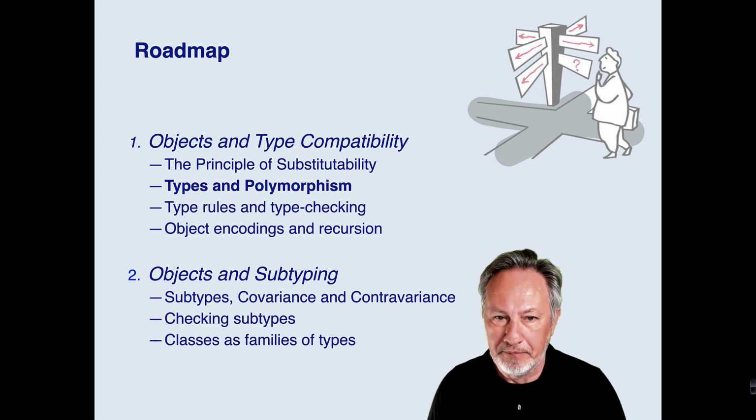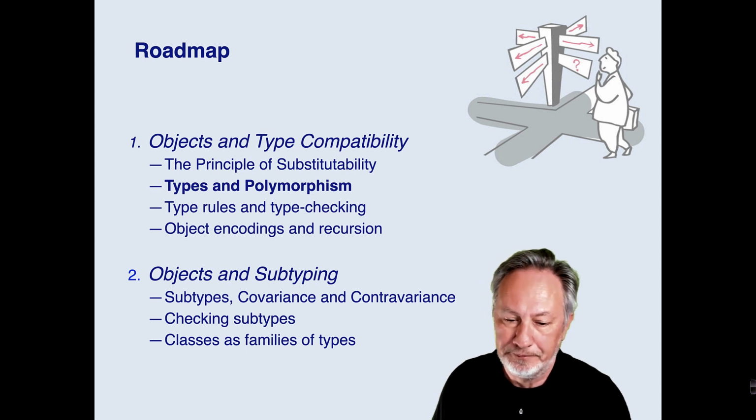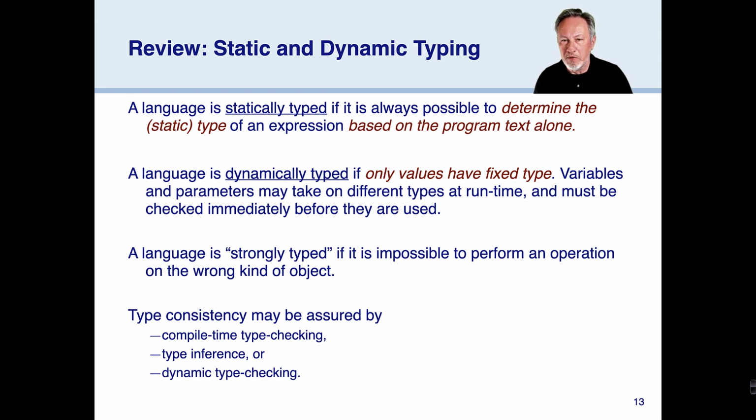Next, types and polymorphism. Before we can have a deeper look at types, let's roll back a little bit and review some terminology that we've seen in the previous lectures. First of all, static typing. The static type of an entity is the type that we can reason about based on the source code alone. So a language is statically typed if you have a type checker that checks based on source code. Dynamic typing ignores the source code and looks just at what happens at runtime. So then only values have fixed type.